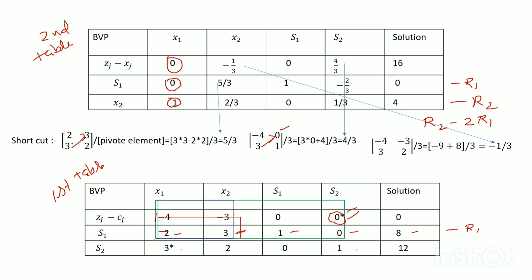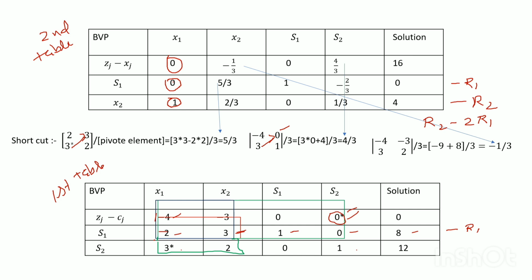The next element, we should consider minus 3. Okay, minus 3, 3 I will change. So 3 into minus 3 is equal to minus 9, and 4 minus 4 into 2 plus 8 divided by 3, so it is minus 1 by 3. So I get the Zj minus Cj as minus 1 by 3.